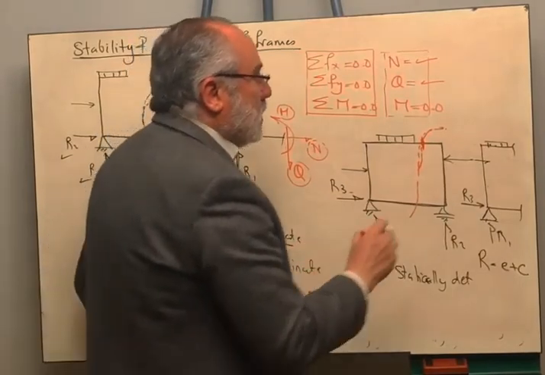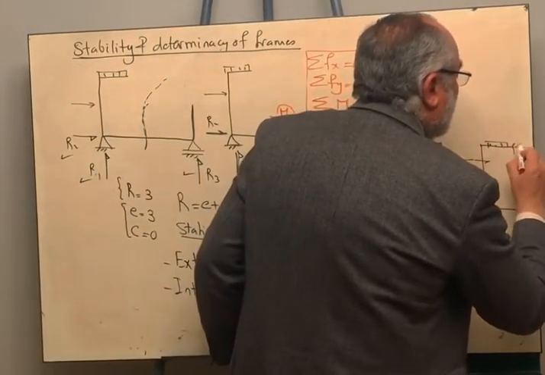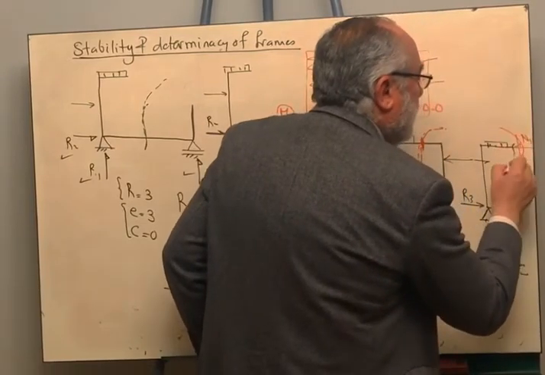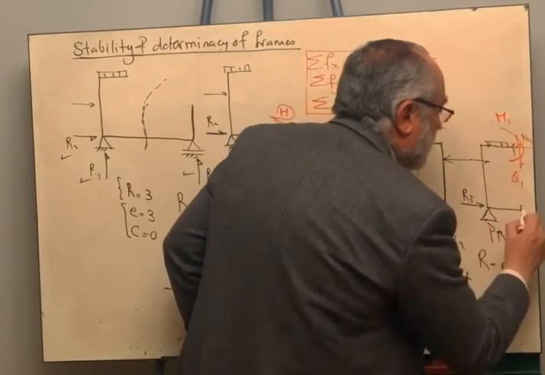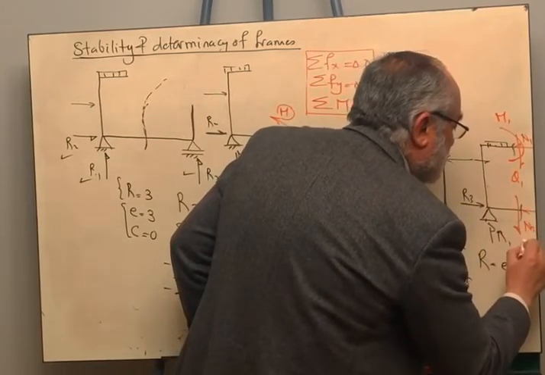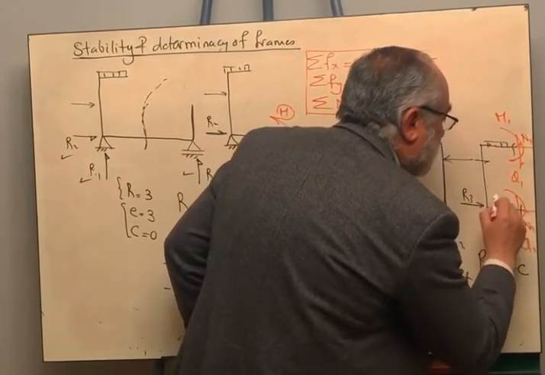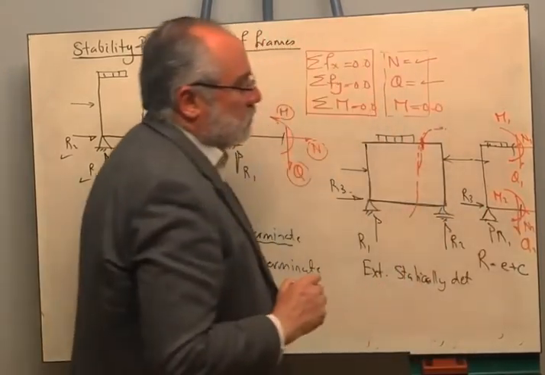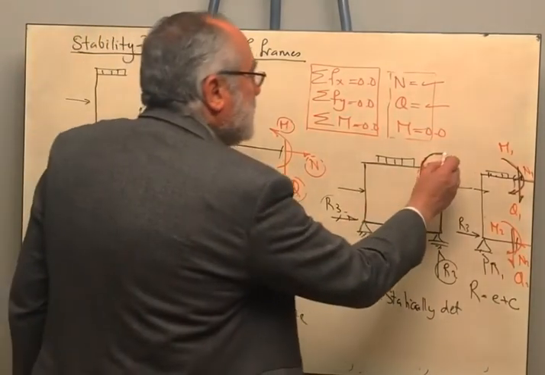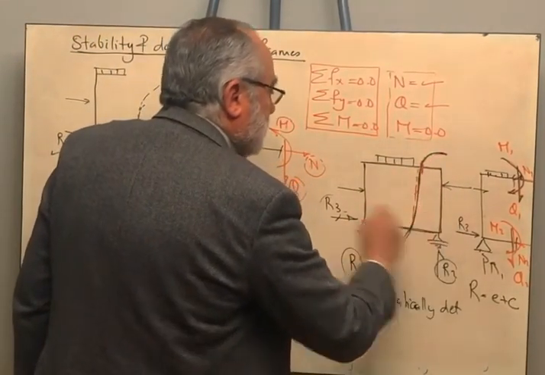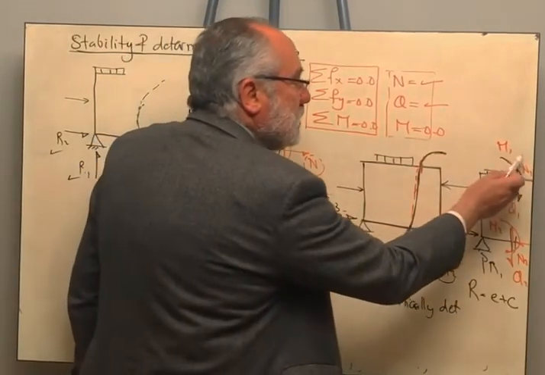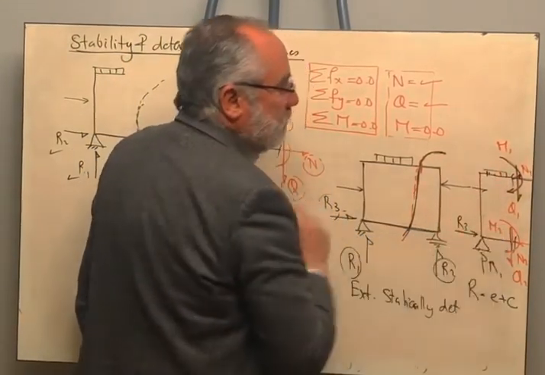So you are getting normal force N1, shear Q1 and bending moment M1, and normal force N2, shear Q2 and bending moment M2. Okay, now when we took a section like that, this section is passing through two cut sections. Each cut section is giving us 3 internal forces.